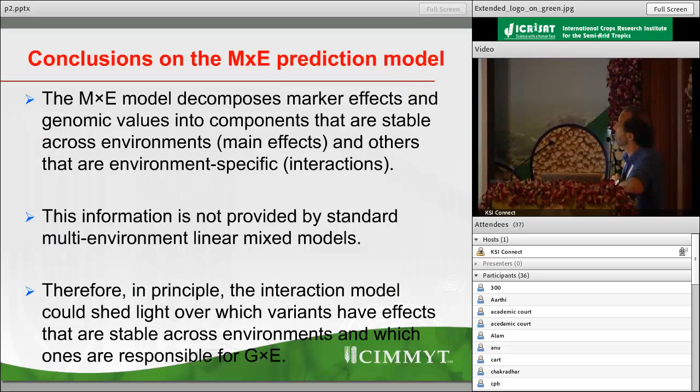The conclusion is that the M by E model decomposes the marker effects into genomic values. One component is stable across all the environments, the main effect, and the others are environment specific. And we can plot this. I didn't do it for this particular case because the markers have a lot of missing data, but you can plot the effect of the markers in each of the environments and see what sort of Manhattan plot you get across all the environments and for each individual environment.